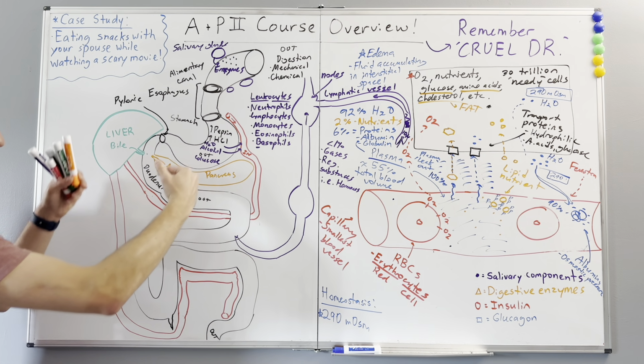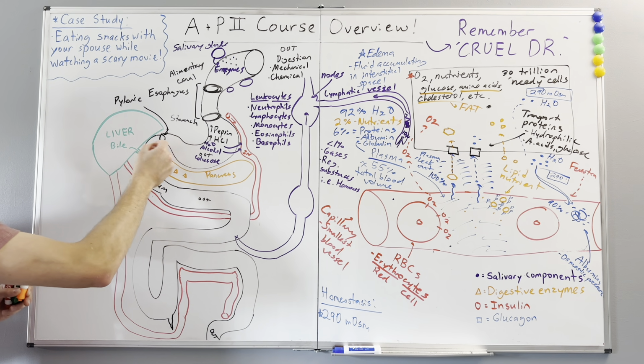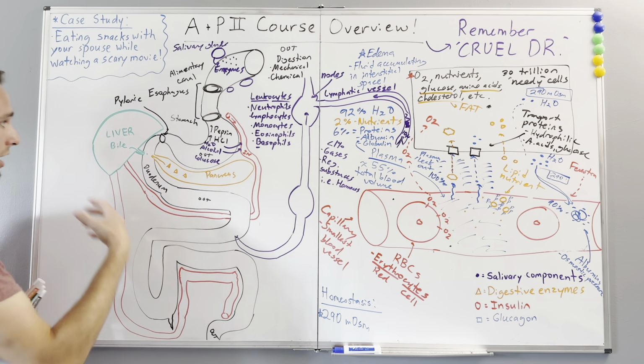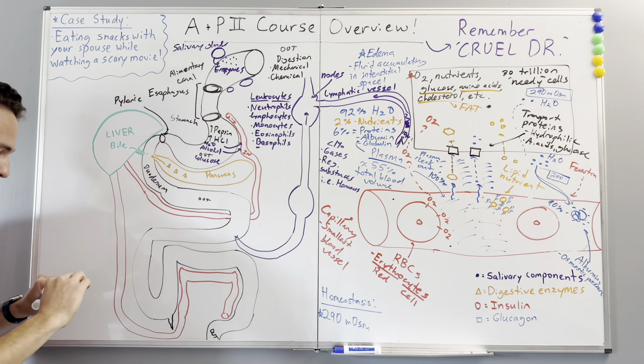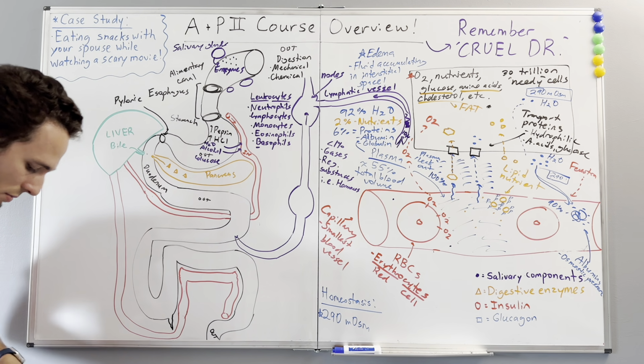So as you can see, there's a lot of different components coming into the duodenum, the food, and then all these different digestive enzymes and bile. Now, as it goes through the duodenum, we're eventually going to get to two other structures inside the small intestine.